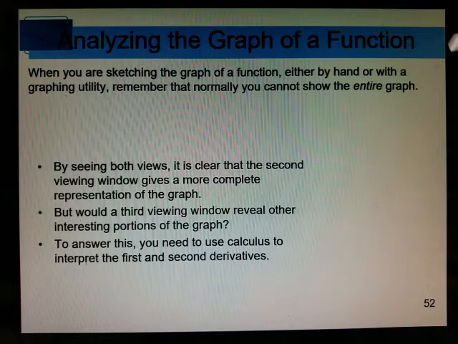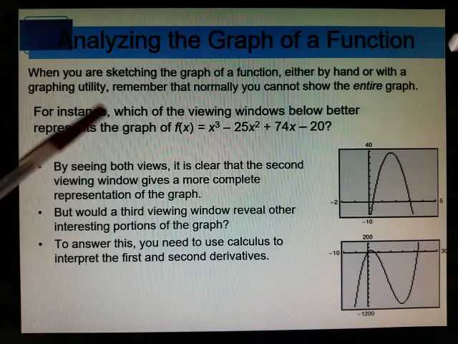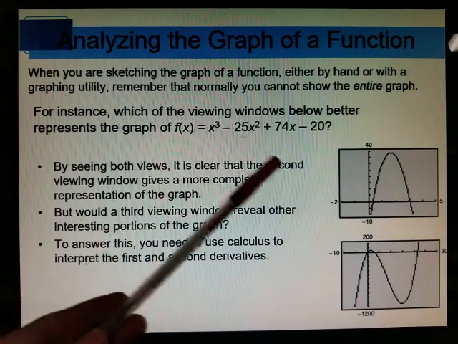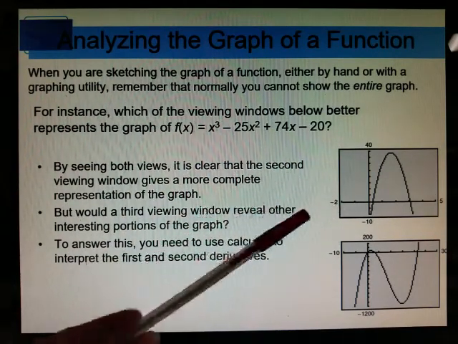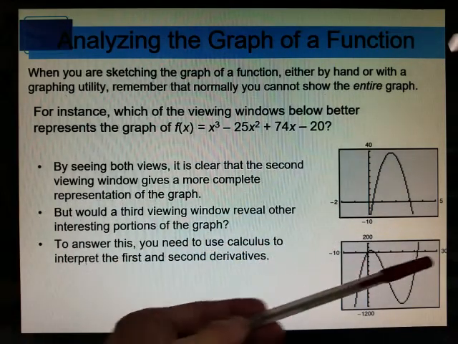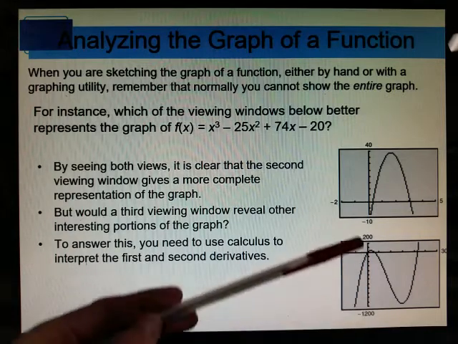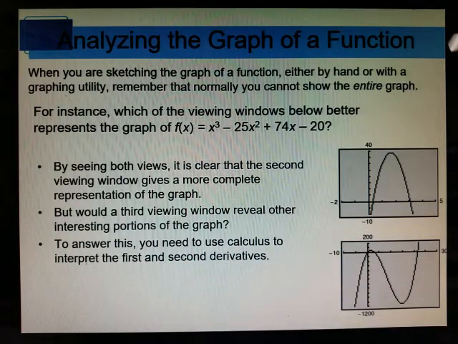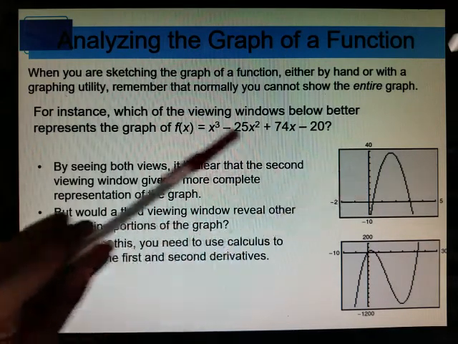normally you cannot show an entire graph. But by seeing both views here, for instance, on this function, if I was asked to graph it, this is what my calculator shows for the windows -2 to 5 and -10 to 40. If I change the view to x from -10 to 30 and y from -1200 to 200, now look at my graph. See, sometimes we have to use calculus, or we need to at least use common sense and know that this right here would be a bad picture for this graph.